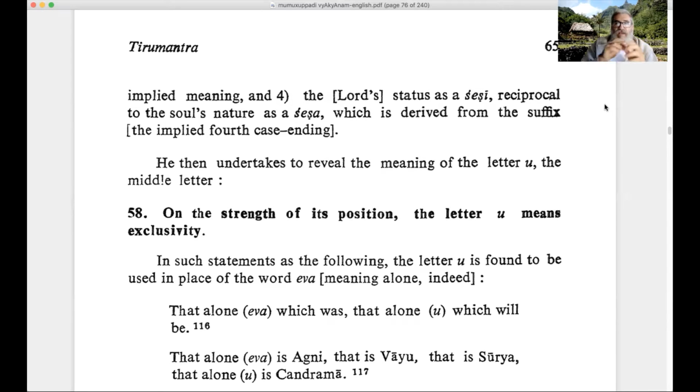The ending, because the letter A represents the Narayana in Om Namo Narayanaya, right? So the word Narayana is represented by the letter A in Omkara. Because the word Narayana is the noun which represents the letter A in Omkara, therefore we have Narayanaya, which means unto Narayana or for Narayana, right? It's the dative case singular of Narayana.